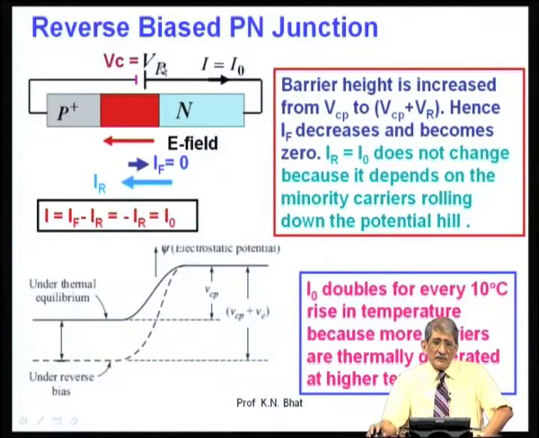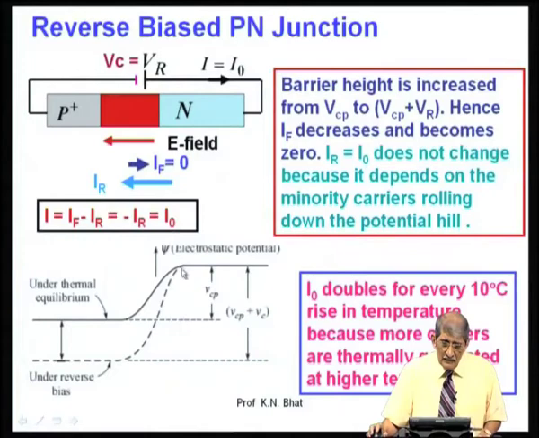You call it reverse bias because you have increased what was originally the height, Vcp or Vbi. Now, you have made this side more positive by applying external voltage Vr or Vc, so that this barrier height is no longer Vcp, it is increased from Vcp to Vcp plus Vr. Okay. So, what is the result of that?